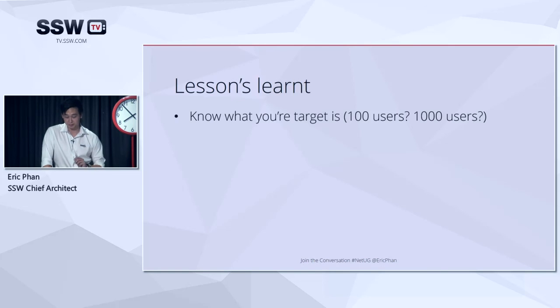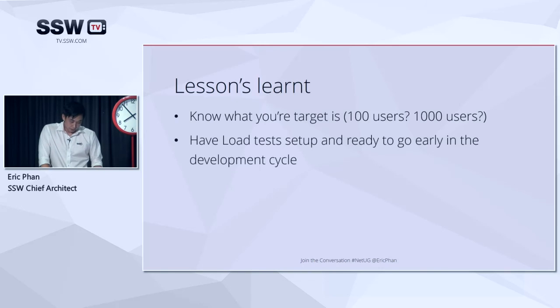Is it 100 users? Is it 1,000 users? How can we actually be sure that that's the right target? If you can run some sort of analytics, whether you use Google Analytics, look at the number of active sessions during that big period, or if the site's running live, then you can get actual live statistics on that period. Have load tests set up and ready to go early in your development cycle. Don't leave it to the very end.